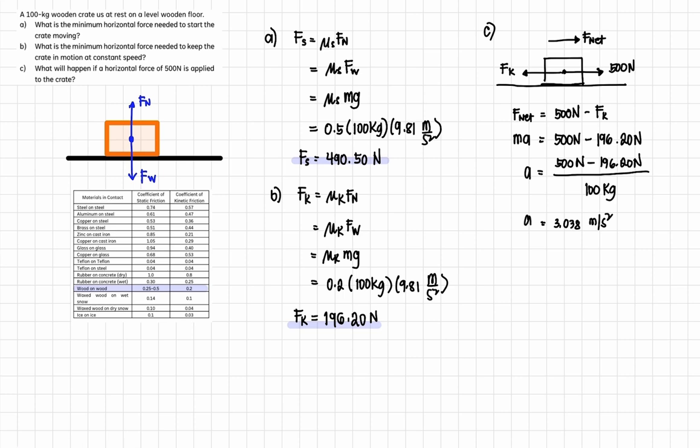So it means that once it's already moving, but then 500 newtons is applied, the crate will accelerate at 3.038 meters per second squared.